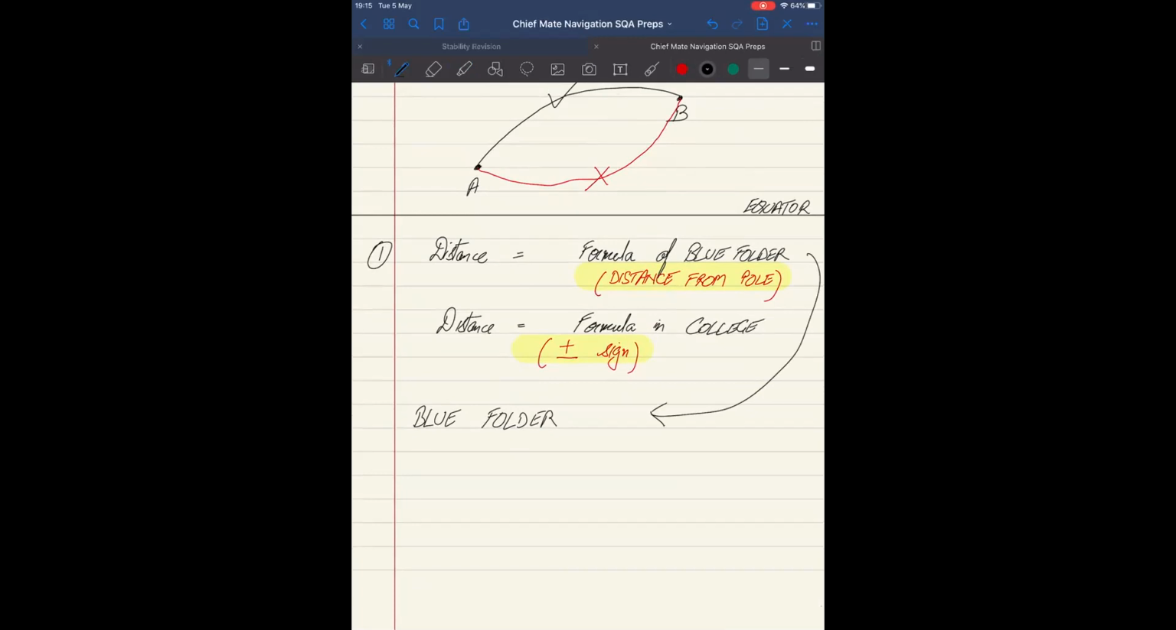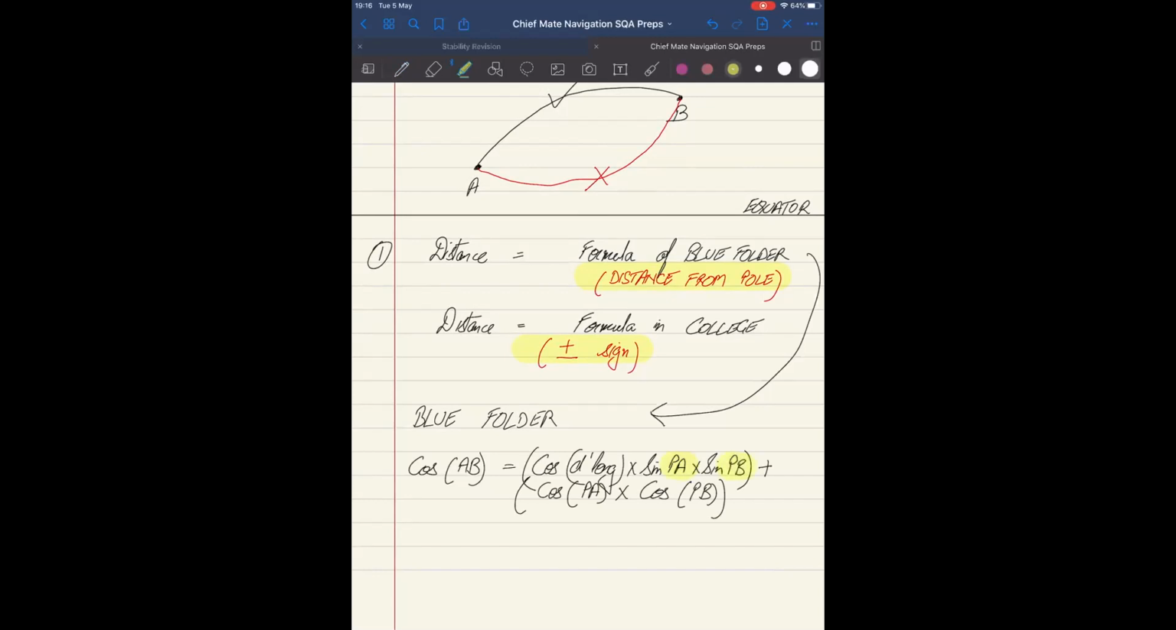So the formula in the blue folder is cos of AB equals cos of D long, or you can call it angle P, multiplied by sine of PA multiplied by sine of PB, plus cos of PA multiplied by cos of PB. This is all in brackets.